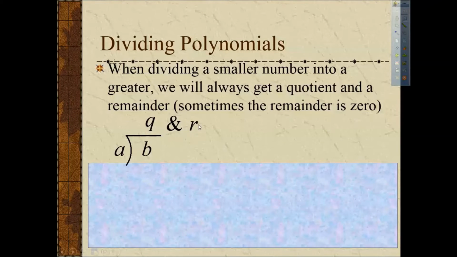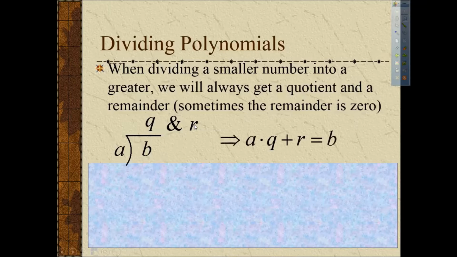And what that really meant was, since division is the inverse operation of multiplication, we could take this Q number times A, and if we add the remainder, we can get back to B. So A times Q plus that remainder is equal to B. That's kind of what the results of division mean.